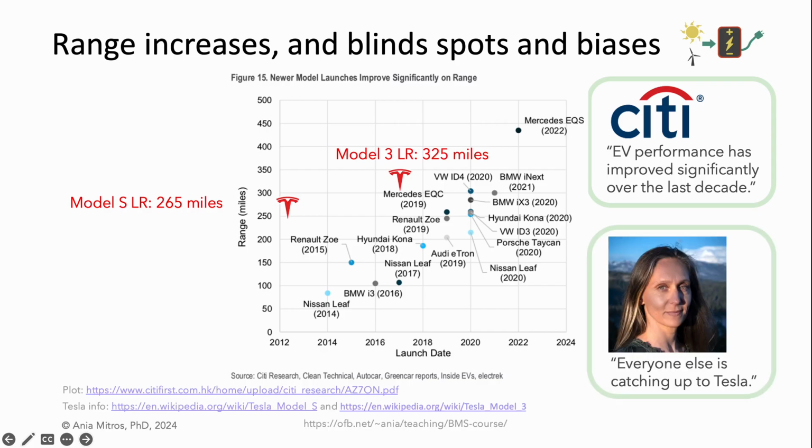As I see it, Tesla forced a step change in expectations for EV range, and this plot shows other manufacturers chasing Tesla. It seems like I have a Tesla bias, and Citi has an anti-Tesla bias. Always keep the author's bias in mind.